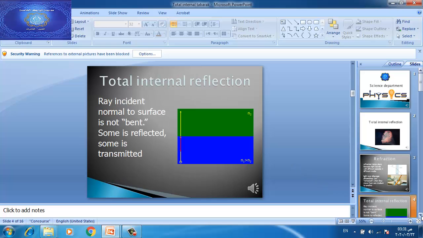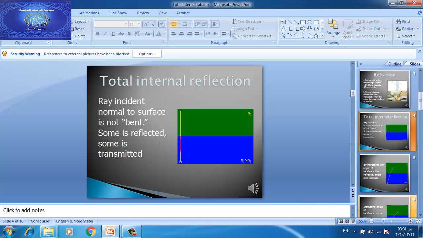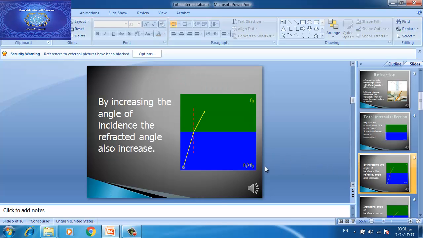Total internal reflection. Firstly, if we have a light ray incident normal to the surface, what happens to the refracted ray? In this case, no refraction occurs. The light ray goes straight forward without any refraction. But if we increase the incident angle, what happens to the refracted angle? Yes, the refracted angle will also increase. So by increasing the incident angle, the refracted angle also increases.